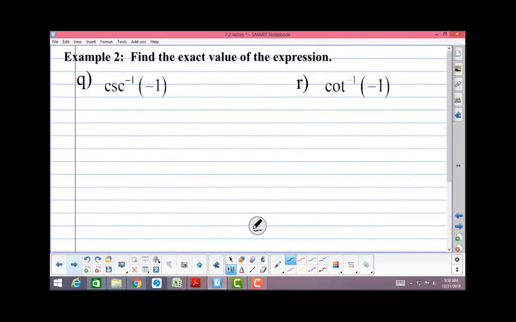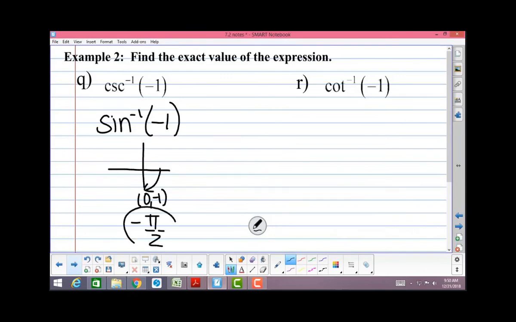This next one is where is the cosecant negative 1? Now the reciprocal of negative 1 is also negative 1. So I'm just going to rewrite it as where is the sine equal to negative 1? And the sine is equal to negative 1 in radians at negative pi over 2. You don't want to say 3 pi over 2. Remember, the answers have to be between negative pi over 2 and pi over 2 for sine.